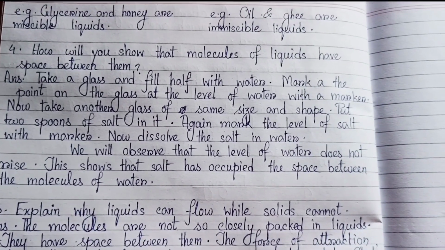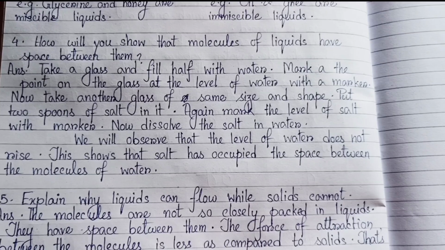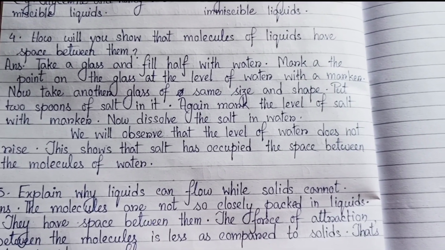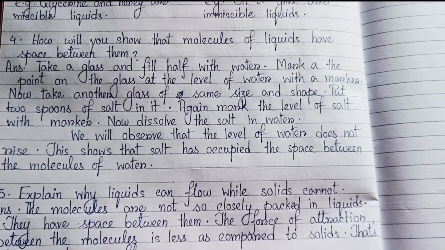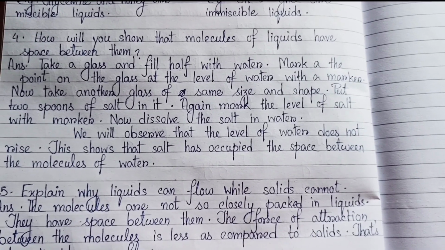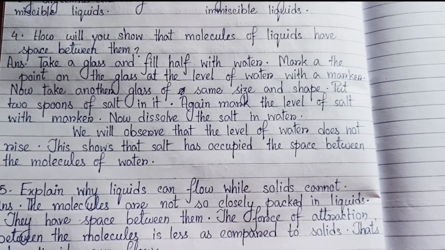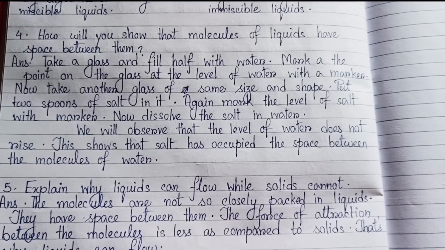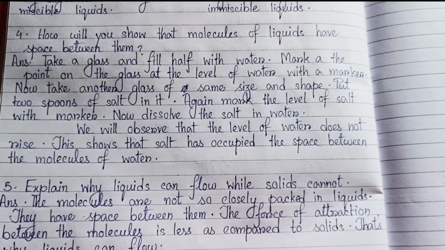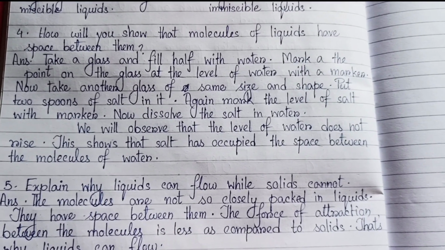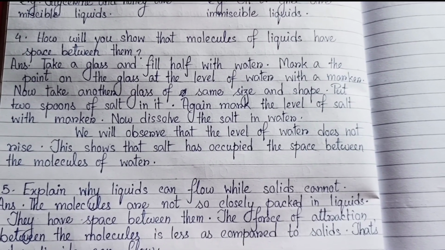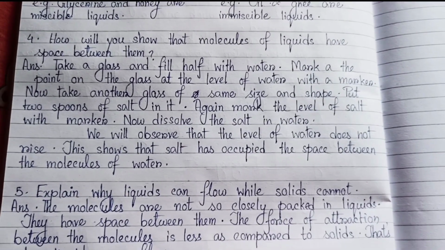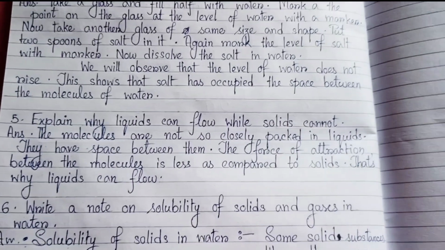Number 4: how will you show that molecules of liquids have space between them? Take a glass and fill it half with water. Mark the point on the glass at the level of water with a marker. Now take another glass of the same size and shape. Put 2 spoons of salt in it. Again mark the level with a marker. Now dissolve the salt in the water. We will observe that the level of water does not rise. This shows that salt has occupied the space between the molecules of water.